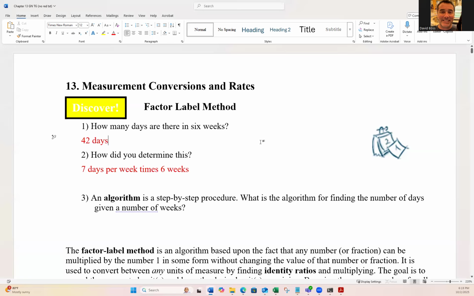So you're using an algorithm to develop this, 7 days times 6 weeks. An algorithm is basically a step-by-step procedure. We're using it here to find the number of days given a number of weeks. So if we wanted an algorithm that gave us the number of days from a given number of weeks, it would just be multiply the number of weeks by 7 days.